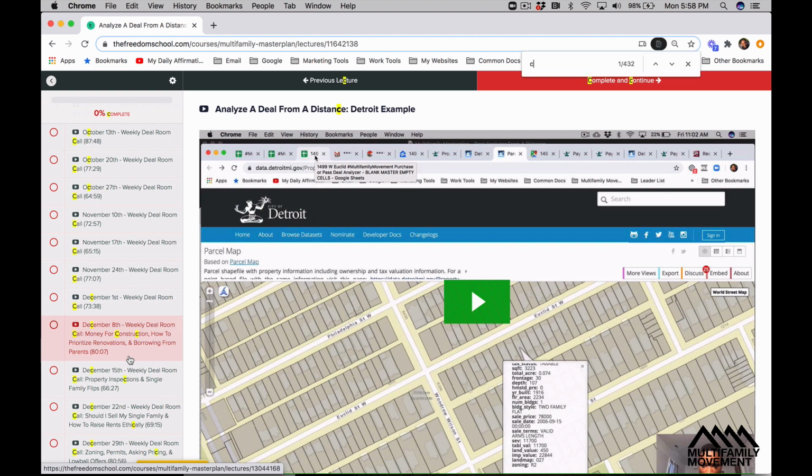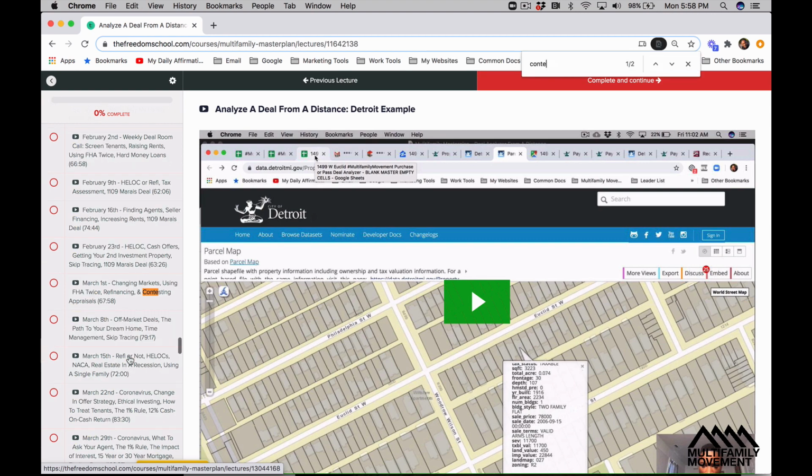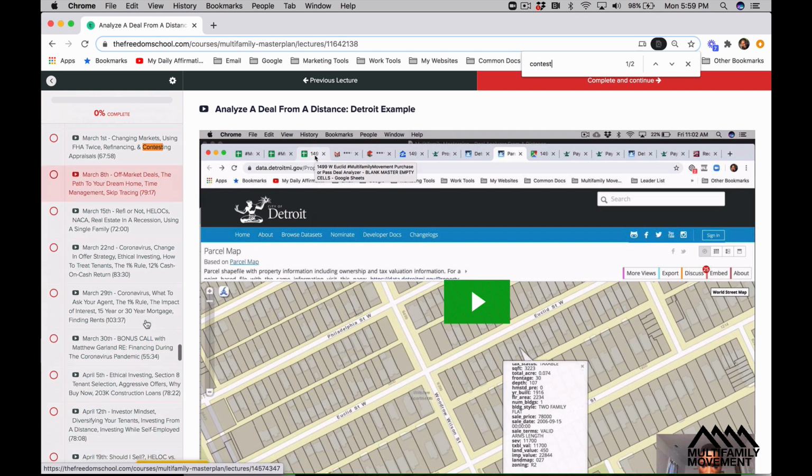So there's a lot of news about appraisals coming in differently for people of color and for white folk. And so here I searched contesting, and you can see that on March 1st we talked about contesting appraisals, right? So there's a lot of gold in these weekly deal room calls, and usually if something's not directly in the course, we've addressed it or answered it in the weekly deal room calls, and you'll be able to search using your browser to find that.